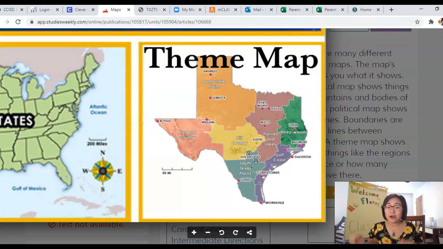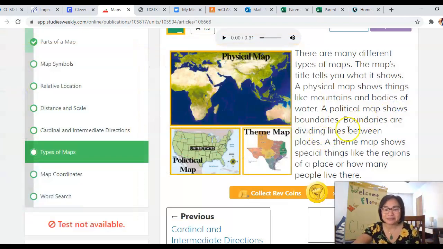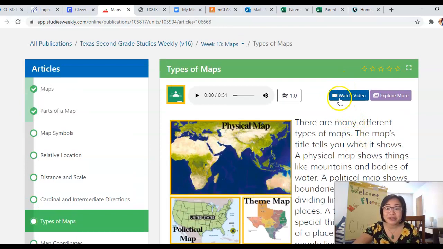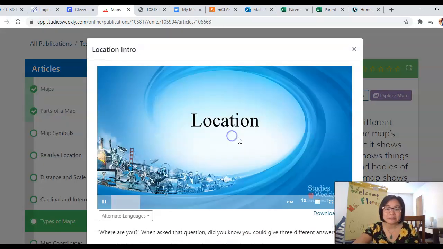Can you tell us where Austin is? We live just an hour away from Austin, so what region do we live in according to this map? Did you say Hill Country? That's right! Great job! Let's go ahead and watch a video about different types of maps.